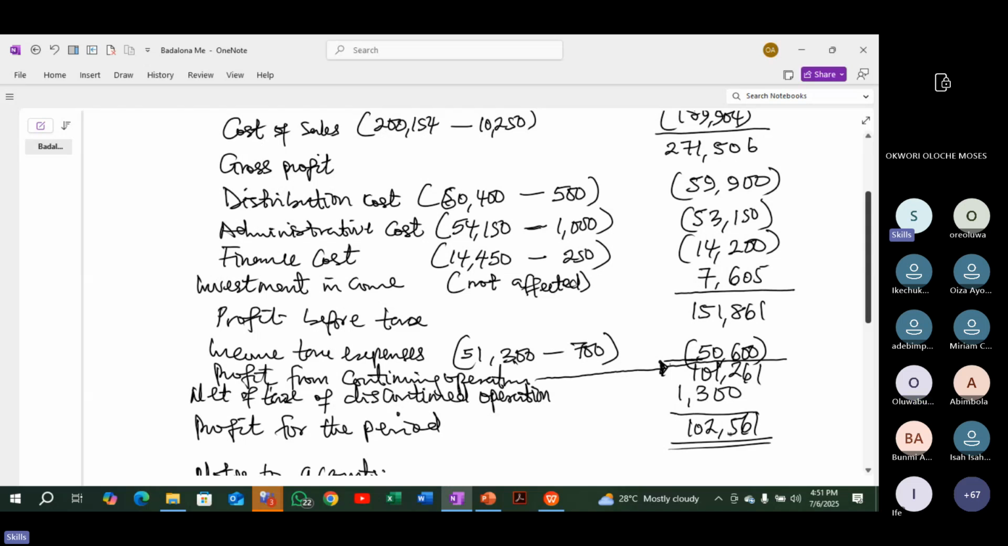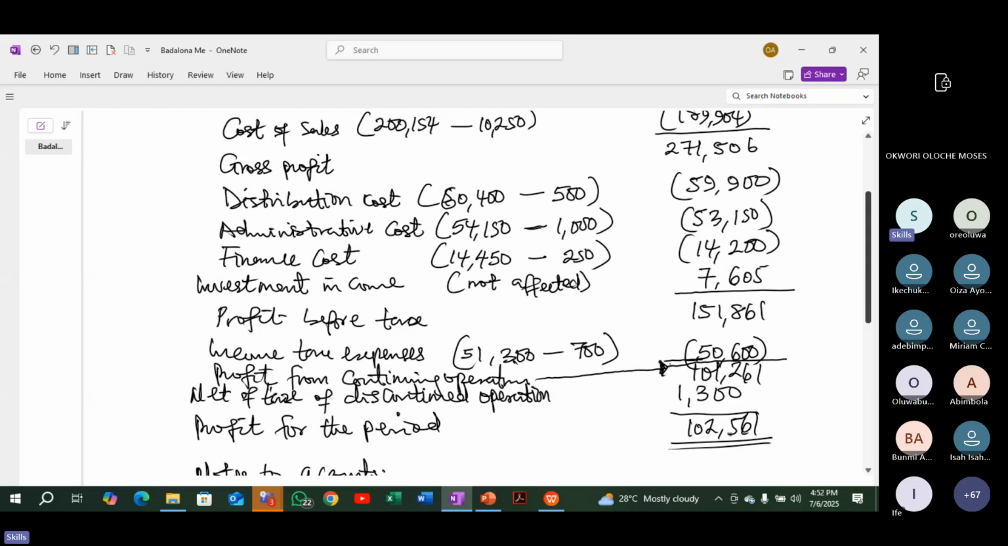You just tell the examiner it does not meet the criteria of IFRS 5. Then you list the criteria, and once you list them, you make a conclusion: for this reason, the asset does not meet the criteria. If it is 20 marks, your 20 marks will be complete. You don't need to calculate. Just tell them the reason.